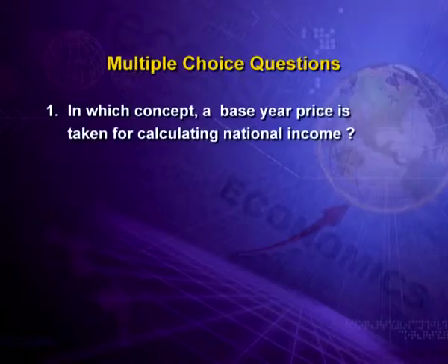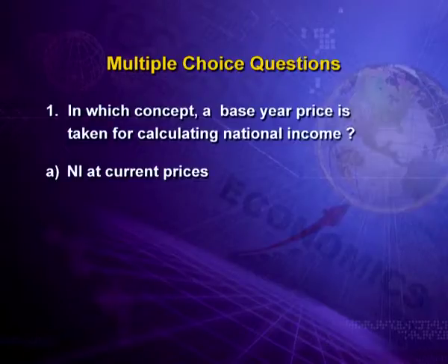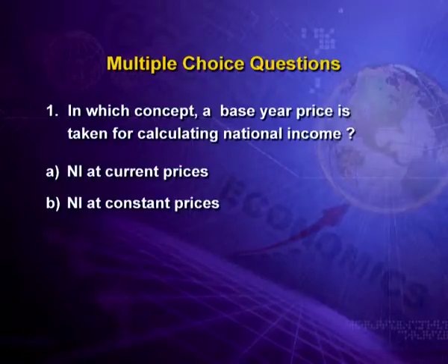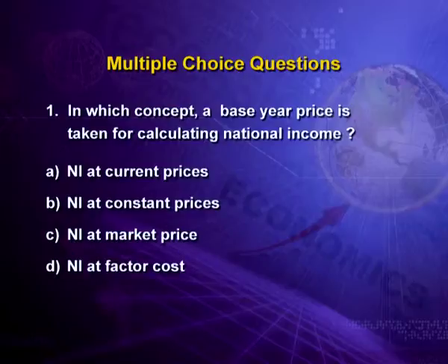Then let's start. First question, in which concept is a base year price taken for calculating national income? Options are national income at current prices, national income at constant prices, national income at market price and national income at factor cost. Yes, the answer is national income at constant prices, because the question is in which concept a base year price is taken, and we know we take base year price in national income at constant prices.